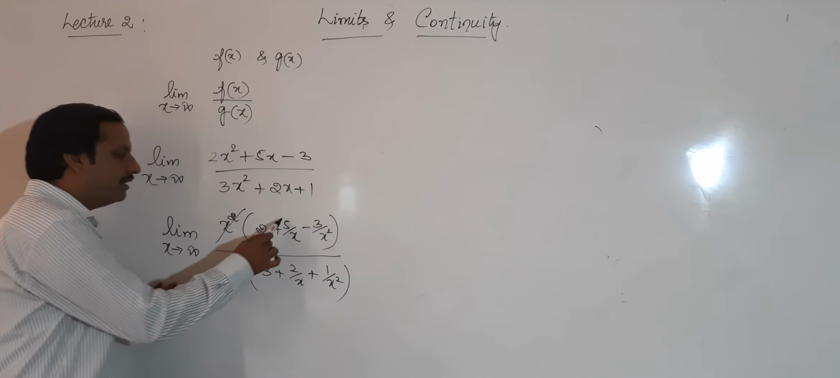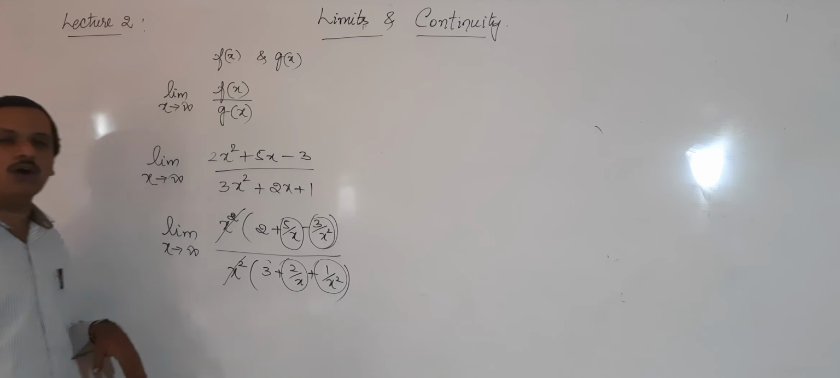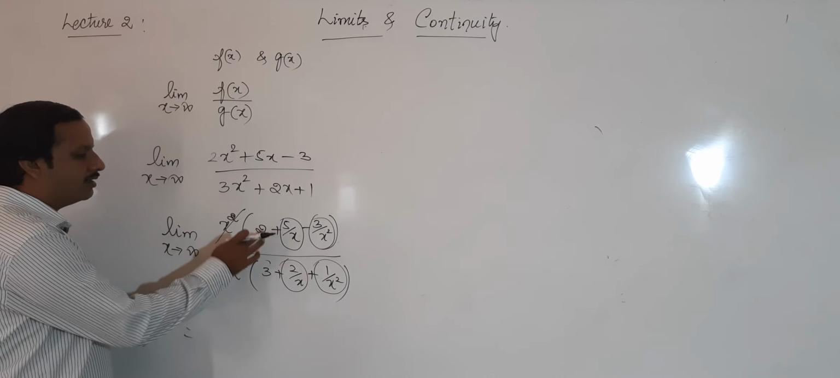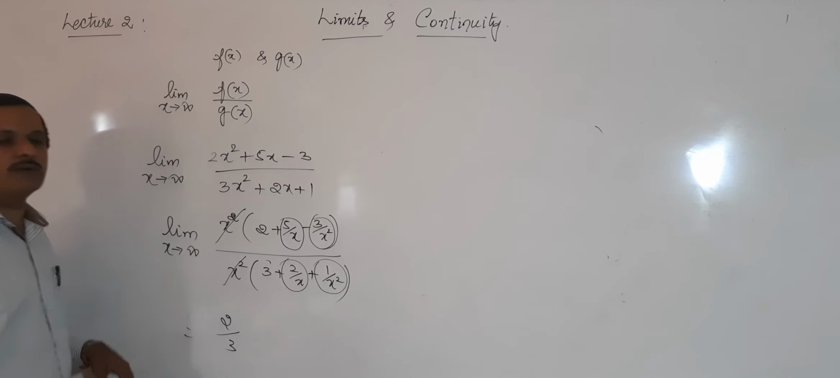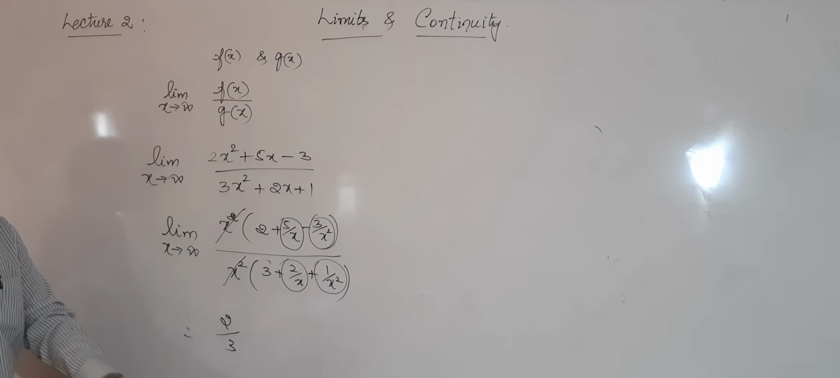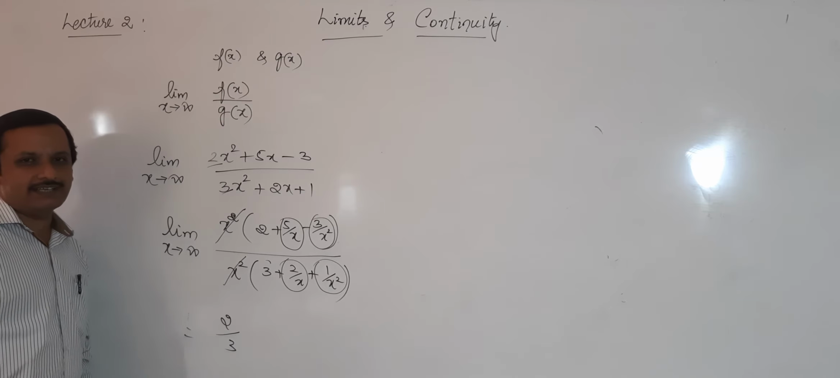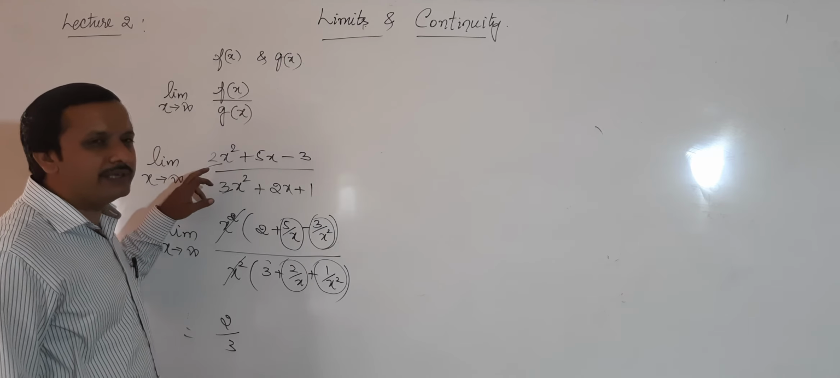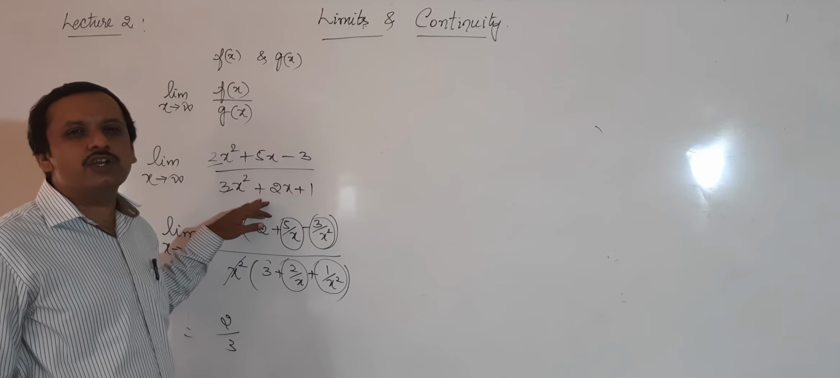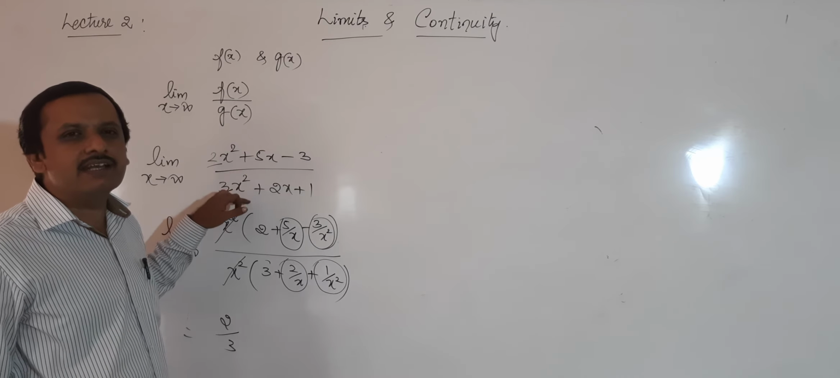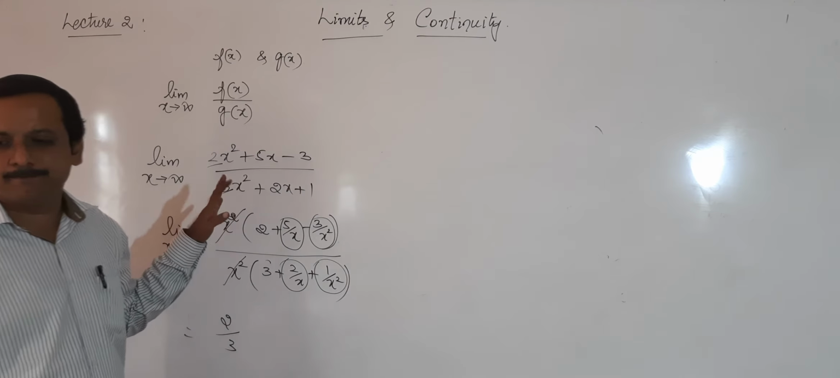As x tends to infinity, 5 by x becomes 0, minus 3 by x square is 0, 2 by x becomes 0, 1 by x square becomes 0. All these become 0. Then what will remain in the numerator? 2 plus 0 minus 0, that is 2. Denominator 3 plus 0 plus 0, that is 3. So the answer is 2 by 3. Okay. Now without doing all these things, directly you can write 2 by 3. That's all. That answer should be, when the polynomials are of the same degree, then the answer is the coefficient of the highest power of x in the numerator divided by the coefficient of the highest power of x in the denominator. Okay?